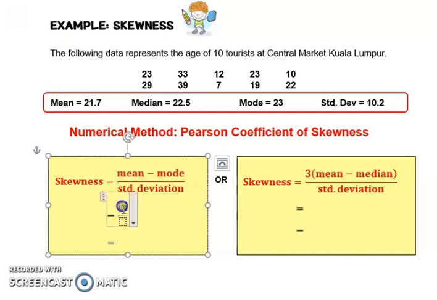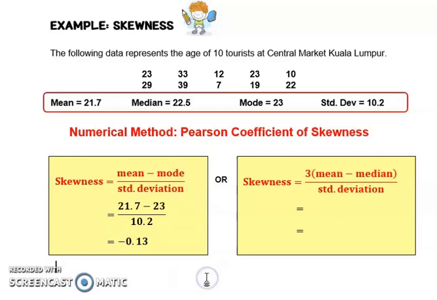Here the mean is 21.7 minus mode 23, and the standard deviation is 10.2. When you calculate this skewness, we get negative 0.13. So we get negative, and negative means it is skewed to the left. Let's say in that question you only have the mean and median, then you use this formula.